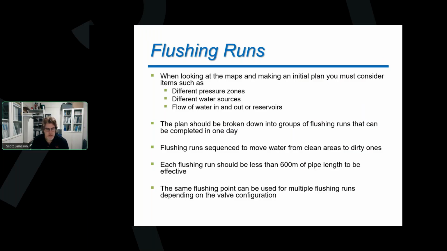Now, the other key rule we're going to look at when we're doing our planning is our flushing runs need to be sequenced so that we're always moving water from clean areas to dirty ones. So I did a flushing run down a main. I've got clean, fresh water in that main now, and now I'm going to do another flushing run off of that main and draw clean, fresh water again into another dirty section of the system.